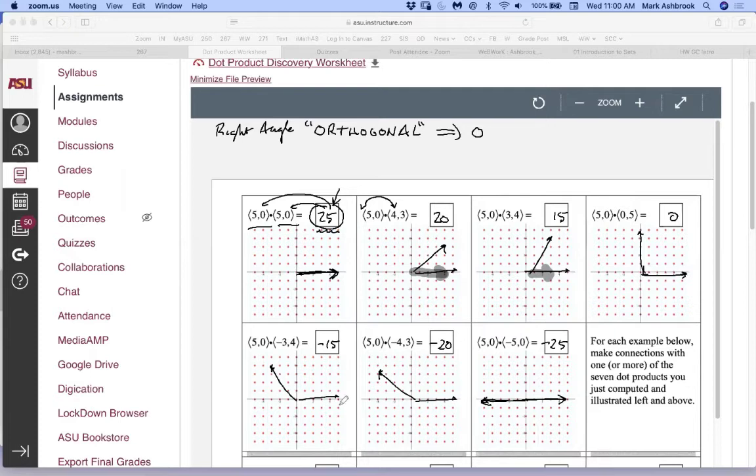And then we got to see the same thing when they're apart. So the amount of this one in the opposite direction is 3. So negative 3 times 5, negative 15. Negative 4 times 5, negative 20. And then we're back to the product of the magnitudes again, but in opposite directions.